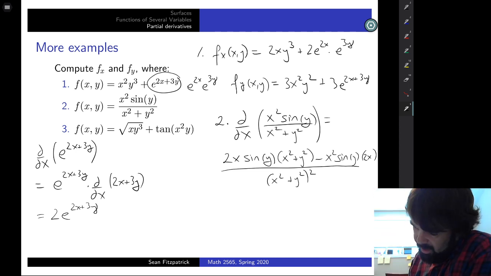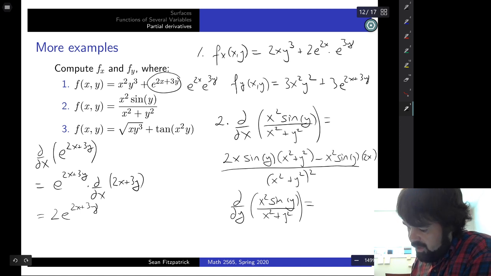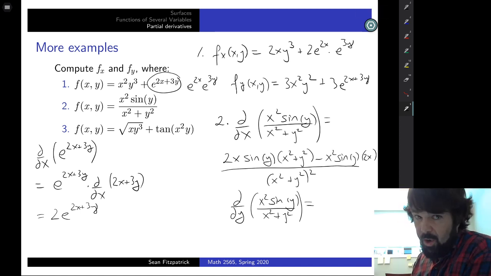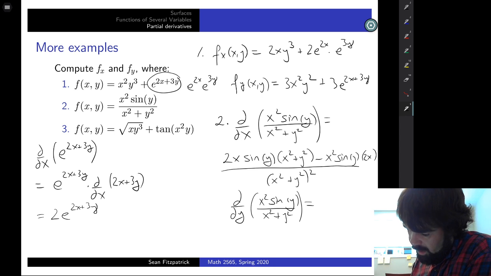Okay, and if I wanted to do the partial with respect to y, it's going to be the same kind of story. Derivative of the top. Now I'm doing the derivative with respect to y, so I leave the x squared alone. It only depends on x. I take the derivative of sine y, and I get cos y. So I get x squared cos y.